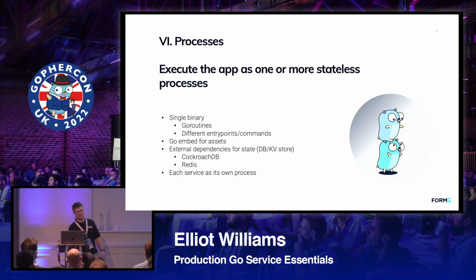Okay, processes. Now, this isn't really relevant to us as well, because we're talking about the context of a single application, but what it recommends is you execute the app as one or more stateless processes. Obviously in Go you have your binary, but actually it says one or more stateless processes. There's a little bit more leniency here for you to do more stuff internally with Go routines, with different entry points and commands. You can trigger different things.